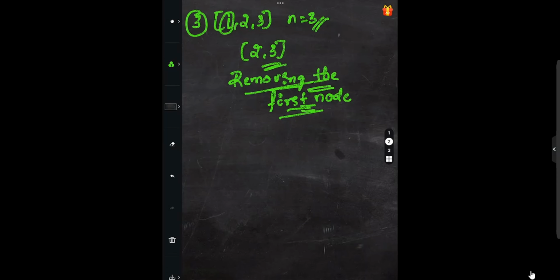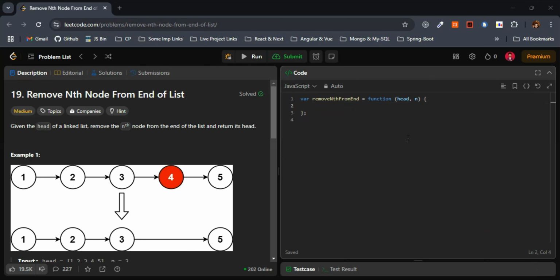Next, let's start writing the code here. As we had discussed in the approach, let's create a dummy node that points to the head of the list. Let me consider dummy. This has to point to the head of the list, right? So let me give new ListNode(0, head) here. It has to point to the head.